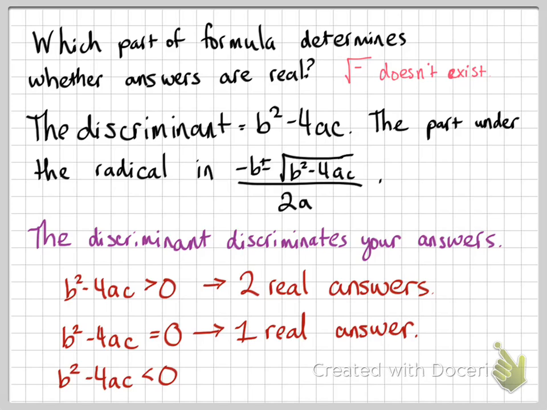And if b squared minus 4ac is less than 0, you're going to have 0 real answers, and you're going to have two complex answers. So the discriminant discriminates how many real answers you'll have in a quadratic.